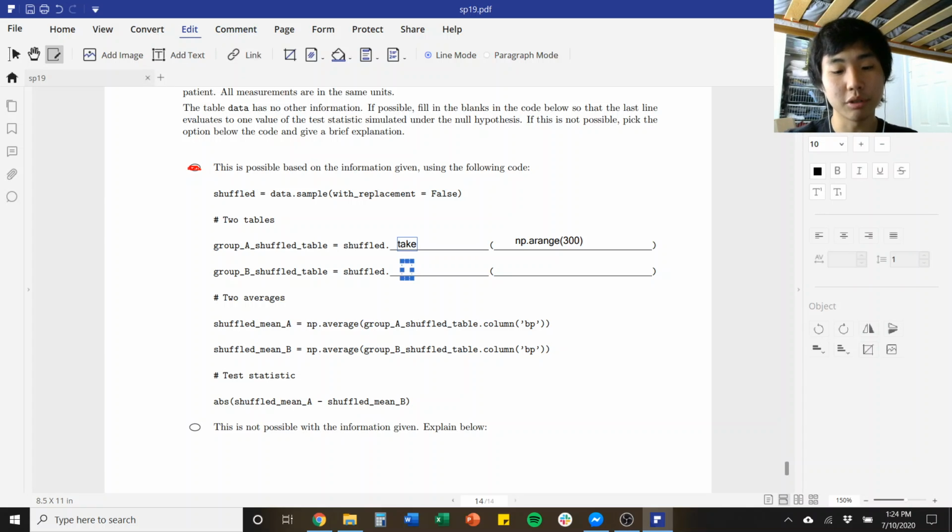Similarly, we can also do take on group B, and now we would take everyone from index 300 to 500.